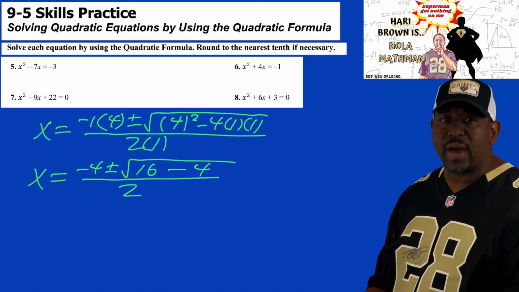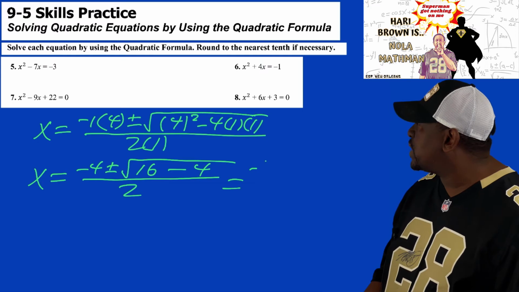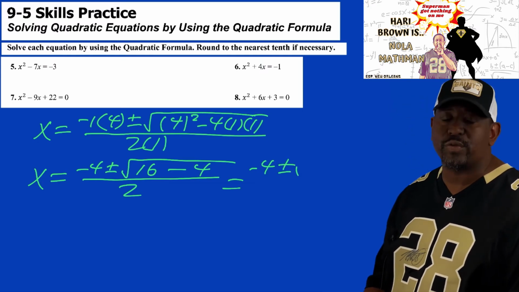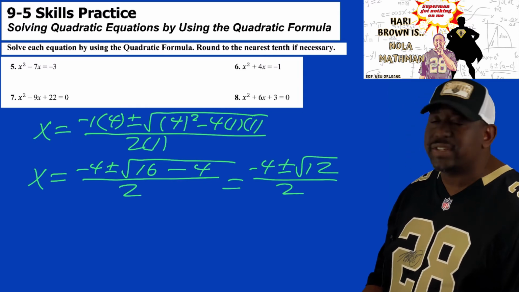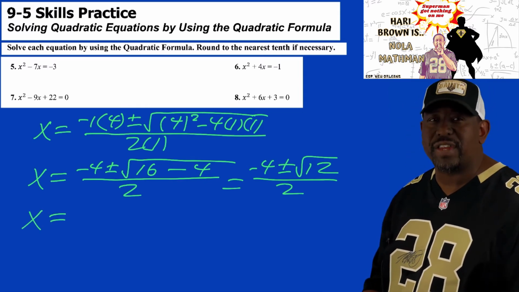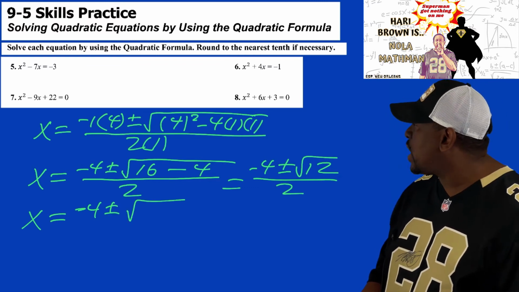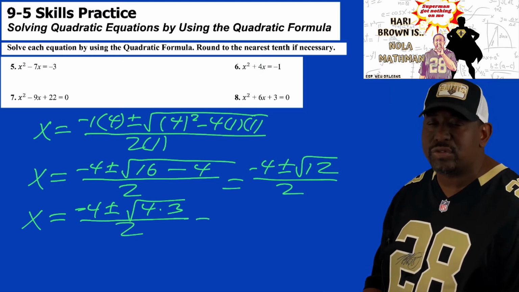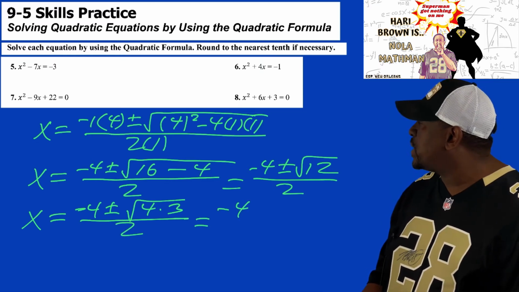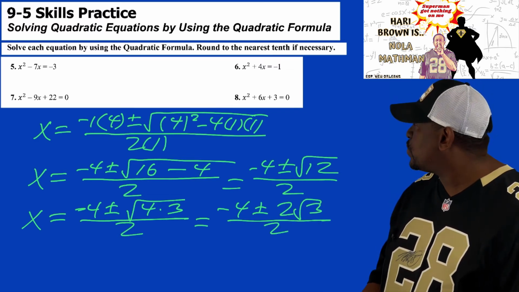So according to order of operations, we have to simplify inside the radical. That will give us negative 4 plus or minus the square root of 12 over 2. Now, we can simplify the square root of 12 even though it's not a perfect square. There's a factor that's a perfect square, which is 4 times 3. So we will break it down so we can simplify that radical. The square root of 4 will end up being 2, so it'll be negative 4 plus or minus 2 times the square root of 3 over 2.